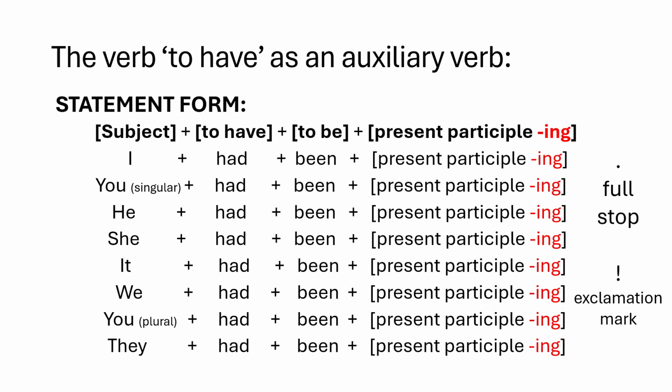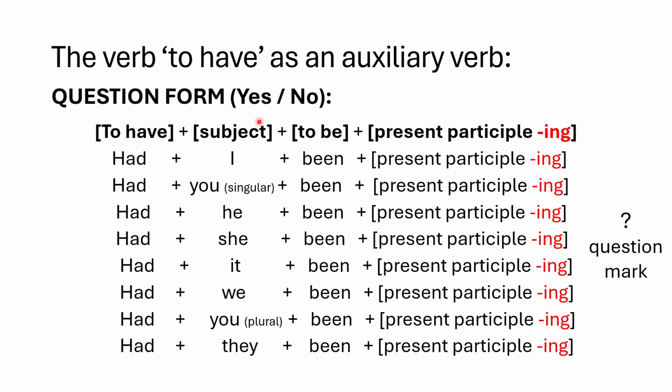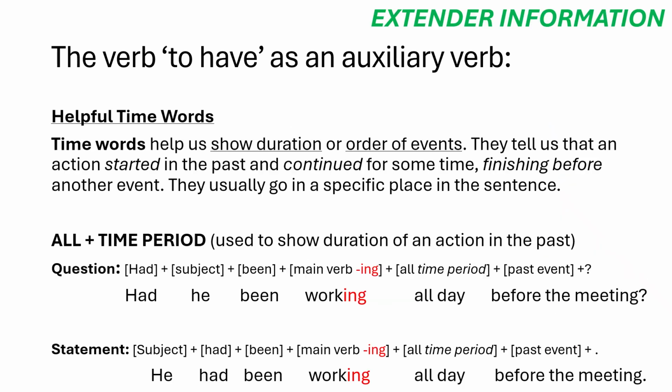The structure of a yes-no question follows this form: the verb to have conjugated in the past perfect continuous tense, plus the subject, plus the past participle of to be, been, plus the present participle verb, which ends with the suffix ing. The punctuation at the end of a question is a question mark.